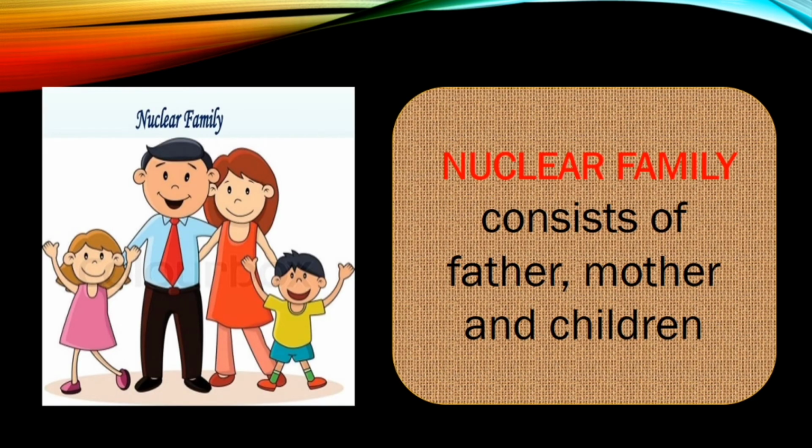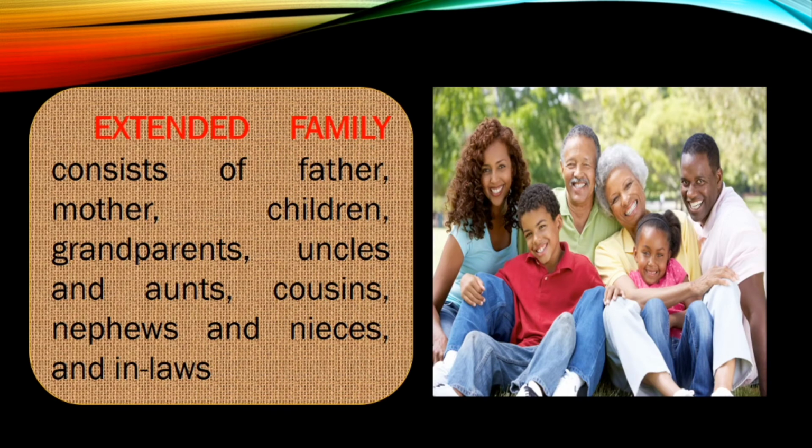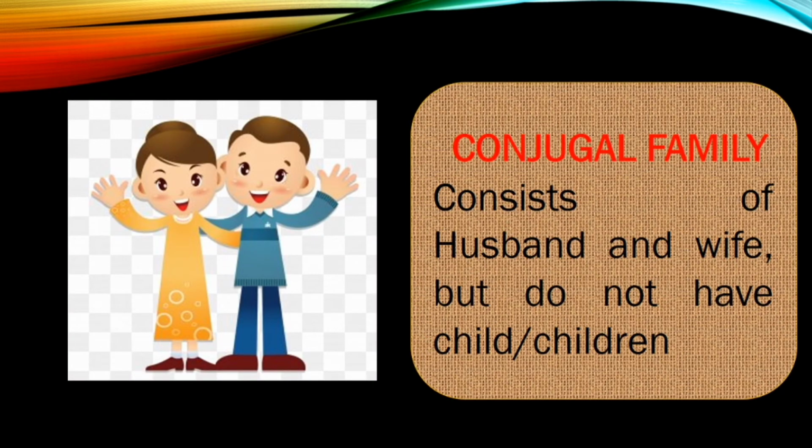There are types of family. First is the nuclear family, which consists of father, mother, and children. The extended family consists of father, mother, children, grandparents, uncles and aunts, cousins, nephews, and nieces, and also in-laws. The conjugal family consists of husband and wife but do not have a child or children. Those are the husband and wife that are not able to produce a child, or ayaw lang din muna nilang mag-anak. That is the conjugal family.